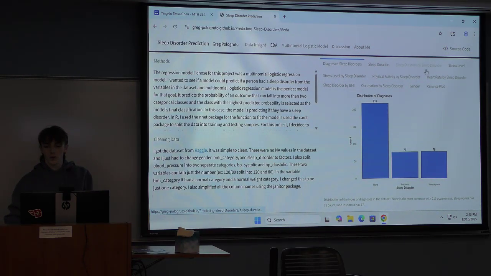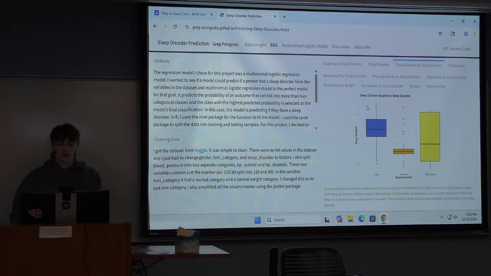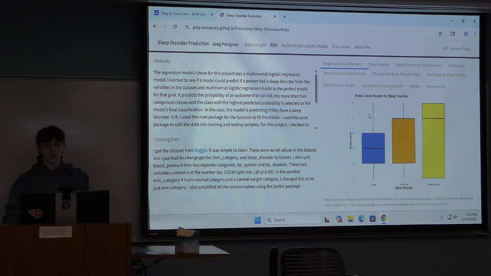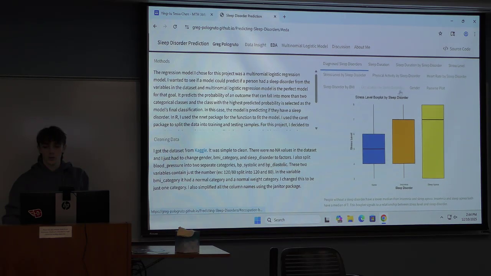And then I wanted to compare sleep disorder to different variables. So first I saw the distribution of sleep durations by the 3 different sleeping disorders. As you can see, people with no sleeping disorder have higher median. Insomnia, of course, is going to be the lowest. Another one I wanted to look at is stress level versus sleep disorder. Those with insomnia and sleep apnea have higher median stress levels than people without sleeping disorders.